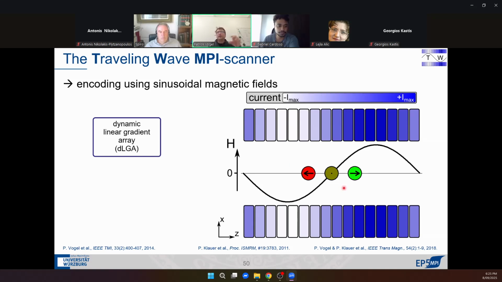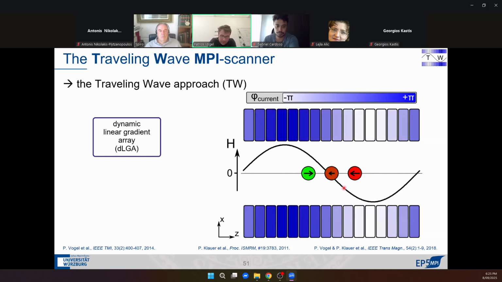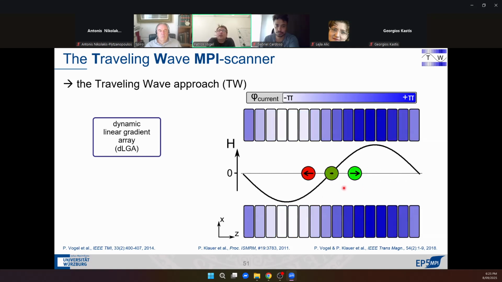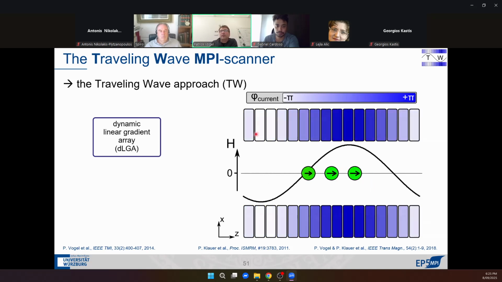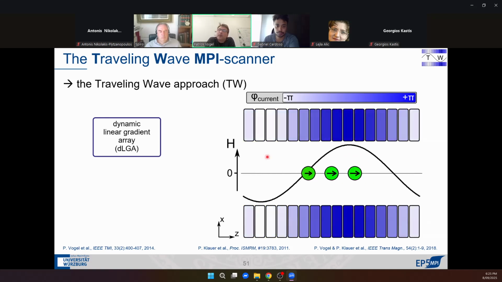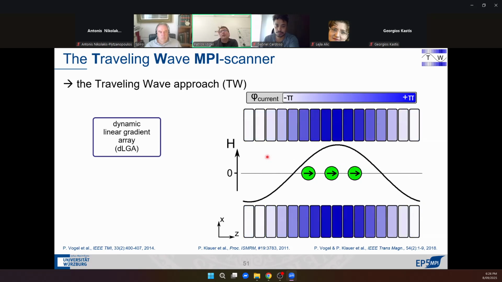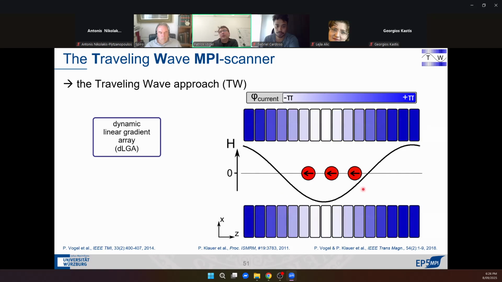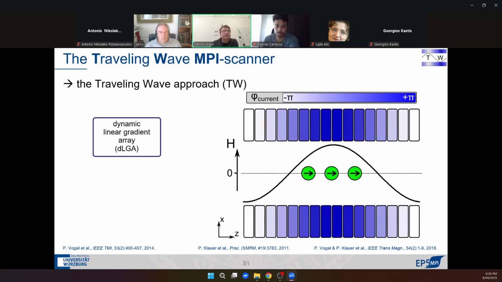And now by doing this dynamically, so just running all these coils with the same frequency, with the same amplitude, but with a different phase between the adjacent coils, you can create this running wave or the traveling wave through the scanner. And now you can see over the time, the states of the particles or particle ensemble will change.